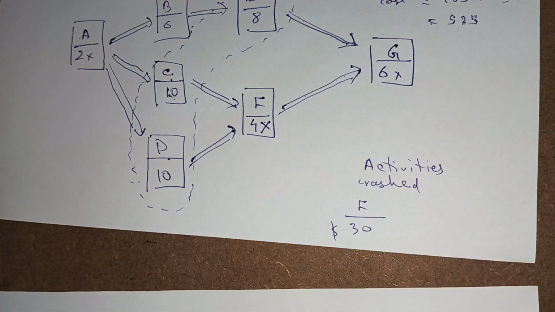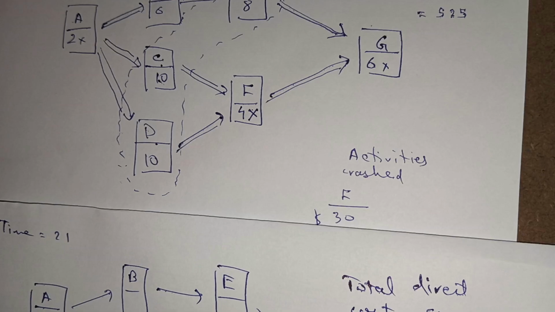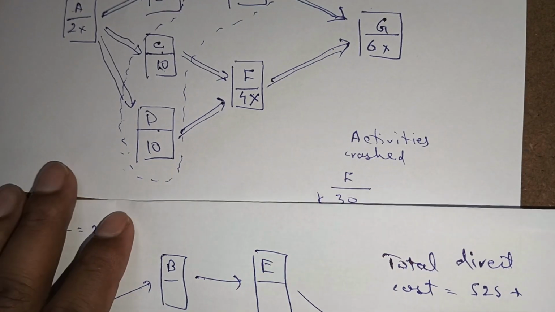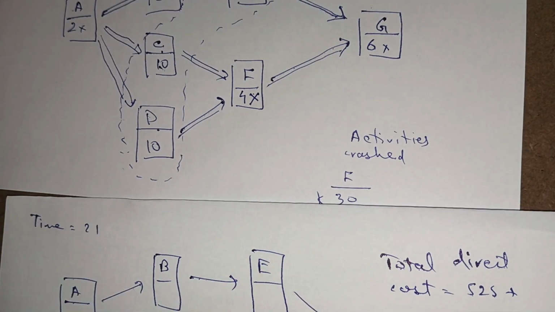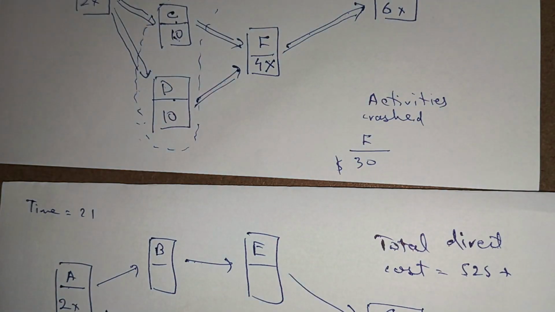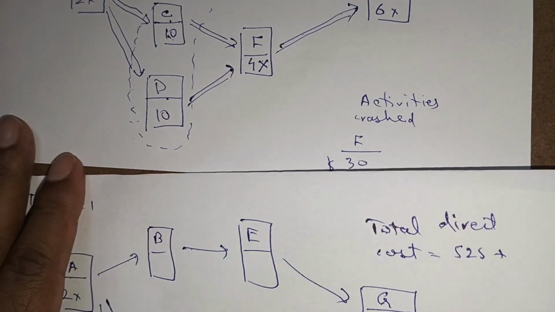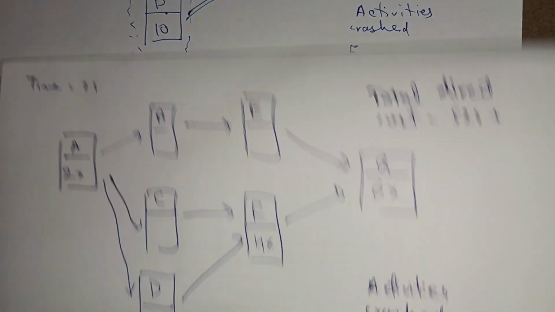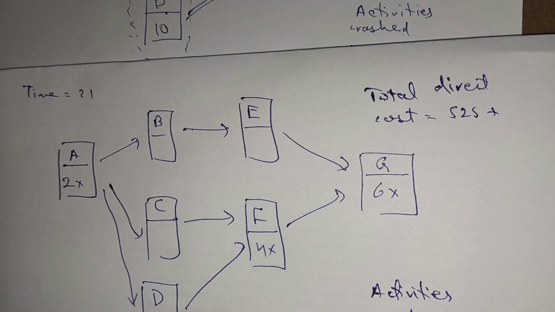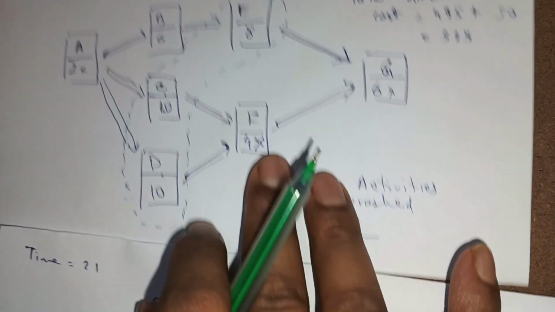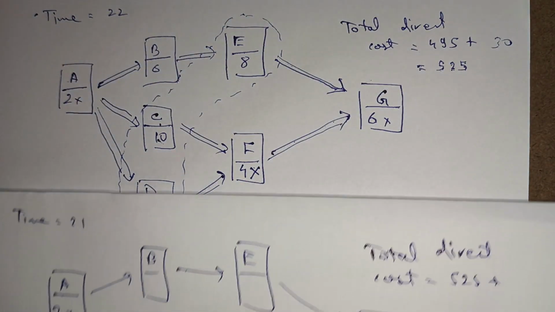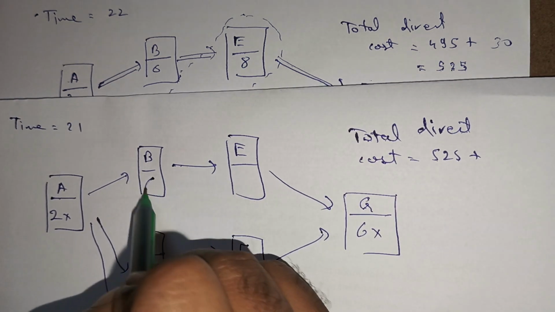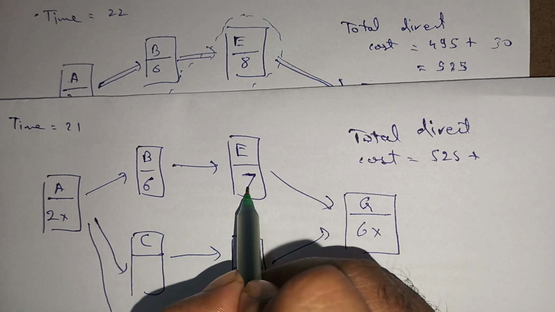Okay, now since I had written the times, I have remade the diagram, and I have made the blanks. Okay, so it looked like something like this. Now as we are crashing E, okay, we will leave it as 6, and this will be 7.